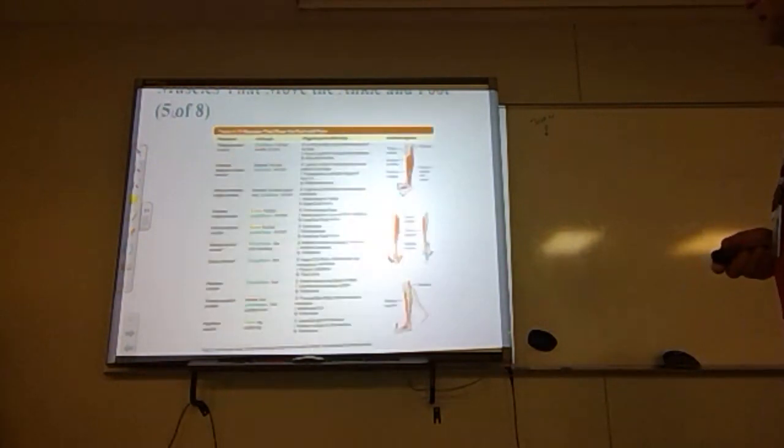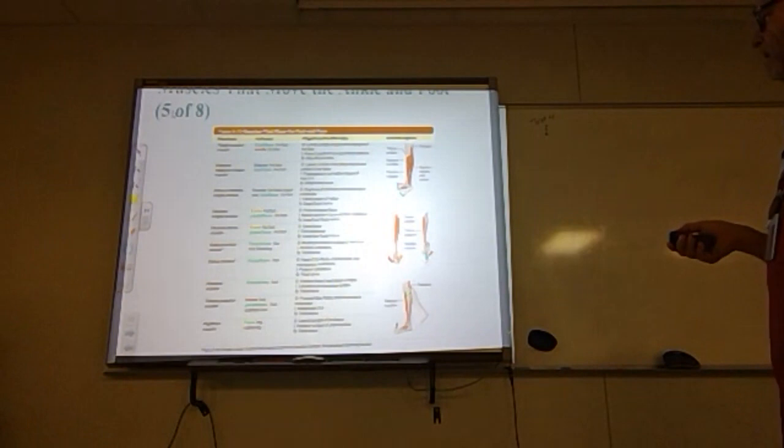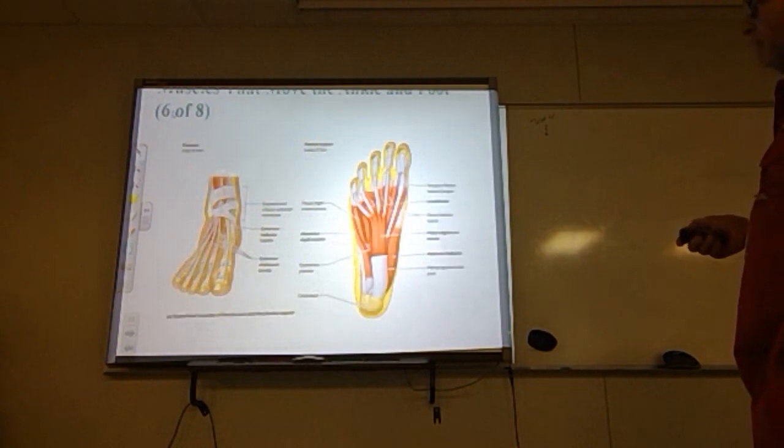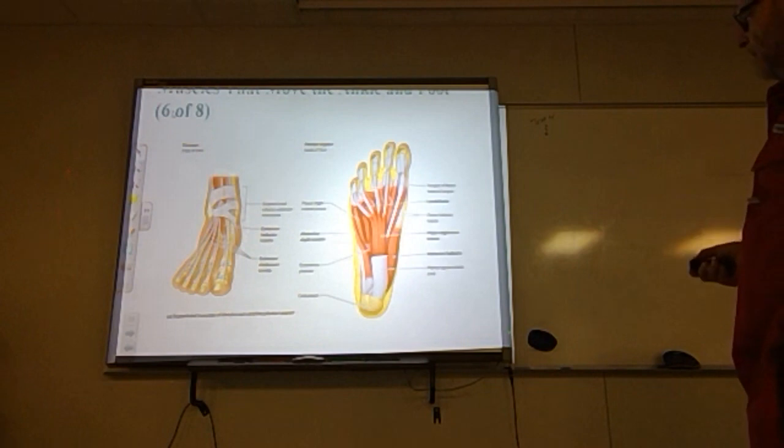There is a grouping again, showing all the bones of the lower leg with its associated attachments. There are the muscles of the foot, showing the dorsum of the foot. This is looking down on the top. This is on the bottom of your foot.